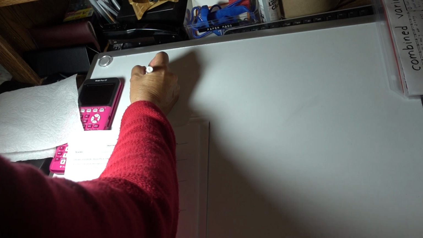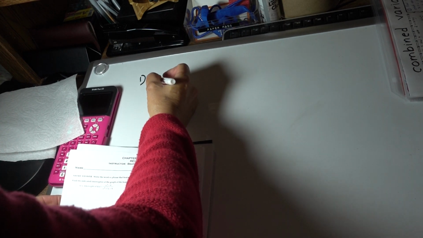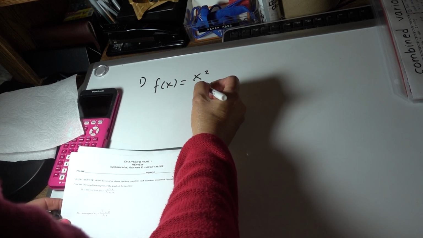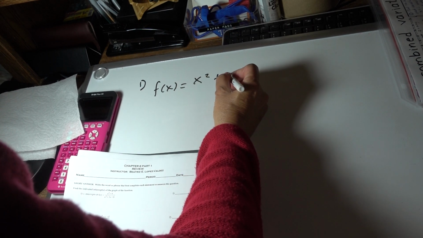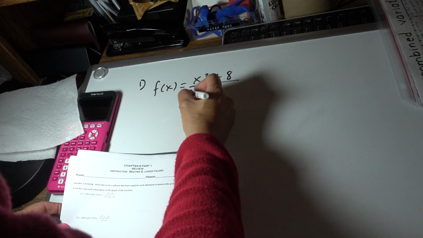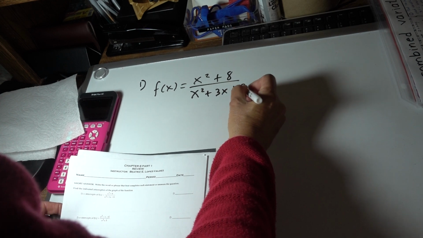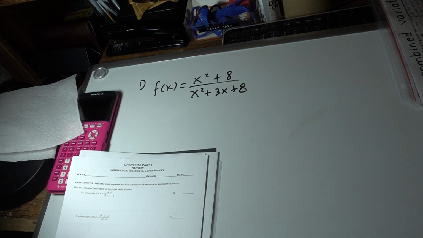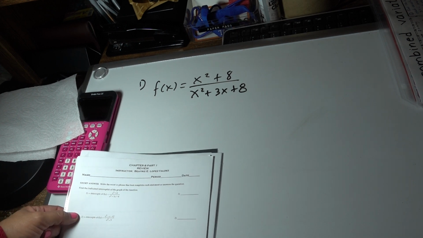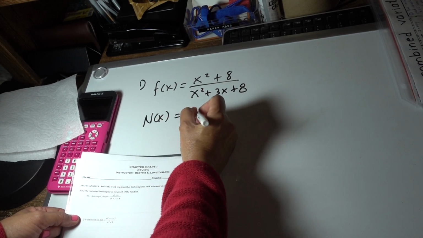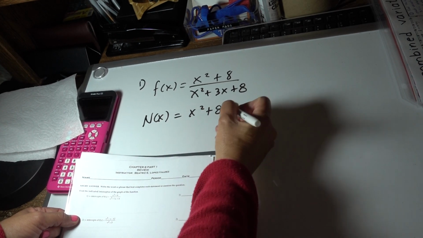number 1. The problem is f of x equals x squared plus 8, divided by x squared plus 3x plus 8. So that's the problem that we have. In order to find the X-intercept, we go with numerator equals 0. In this case, the numerator is x squared plus 8 equals 0.